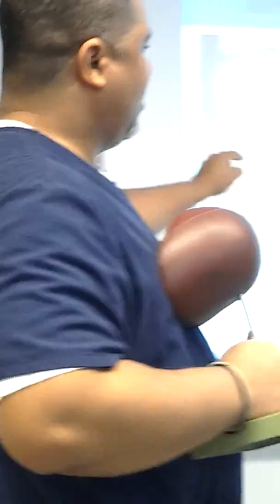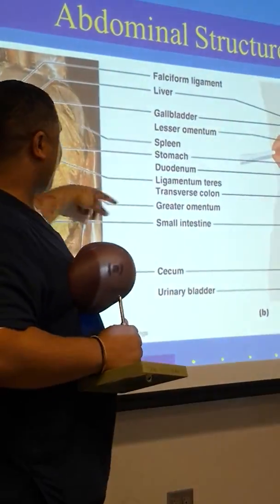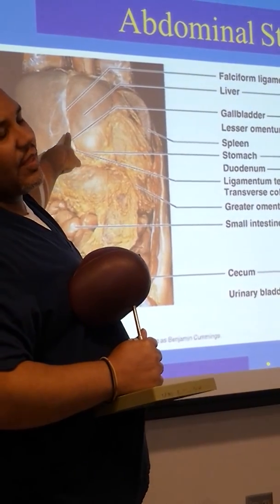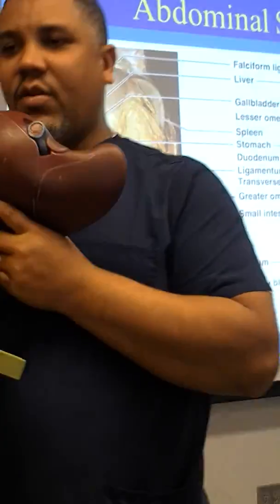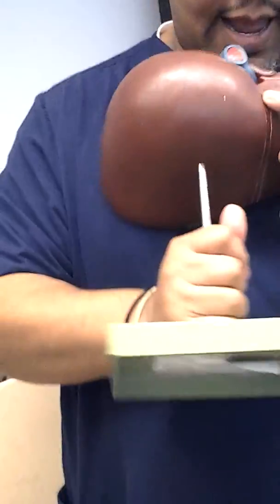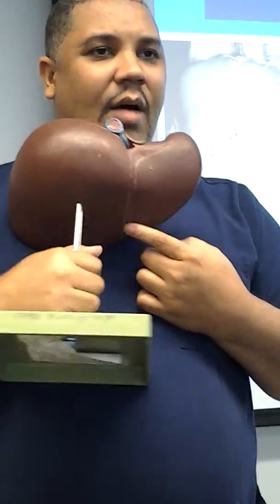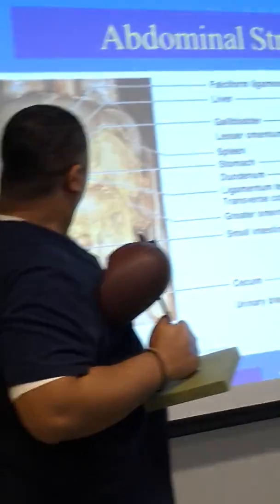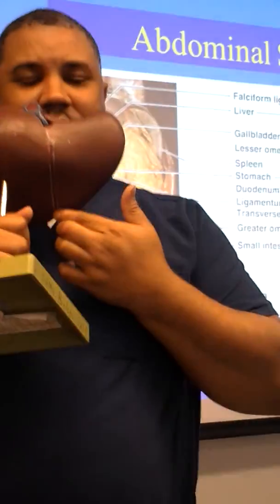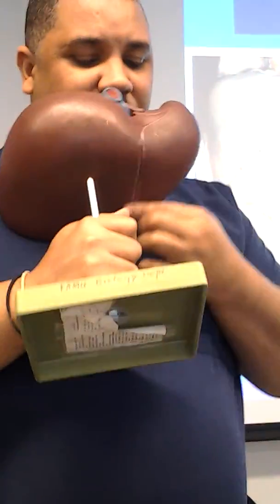So you'll see here there's a structure called the ligamentum teres, which actually sticks out of the liver. You won't see that on the model here. What you will see on the liver model is, of course, this line that comes down right here, which is the falciform ligament. So that's what this is right here, the falciform ligament, which you do need to be able to identify on this model.